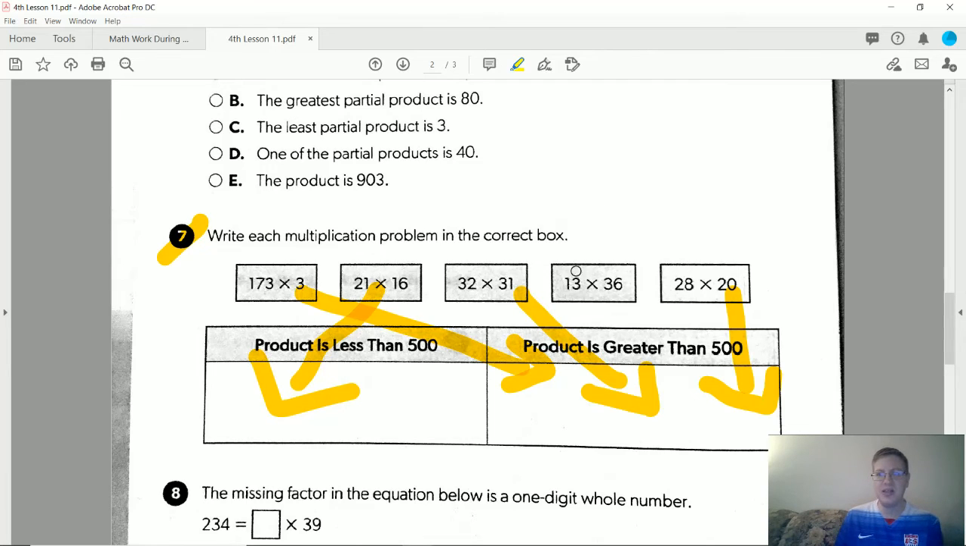If I do 30 times 10, I'm going to get 300. If I do 5 times 10, I'm going to get 50. If I do the other two parts, I'm going to actually end up in the 400s. So this is the one that I would say you might need to actually write out. I believe it's 468 or something like that. So this one is going to go in the less than 500 box.